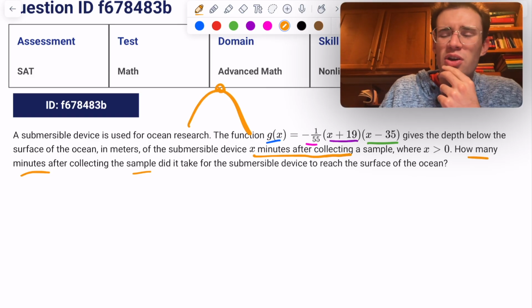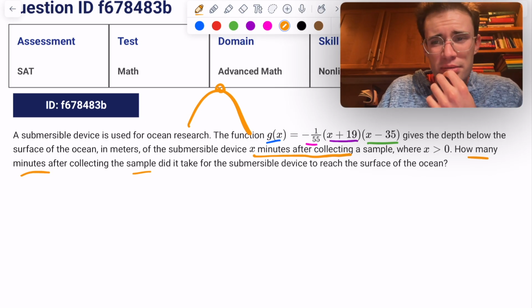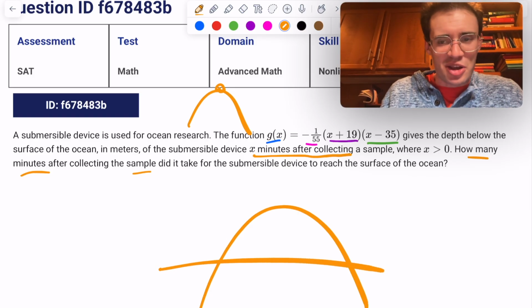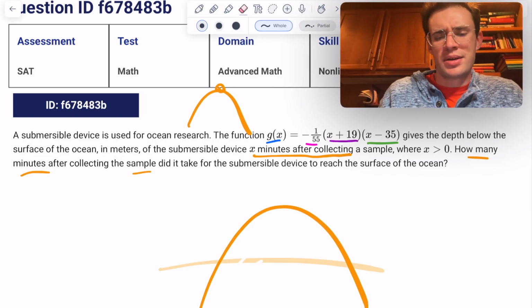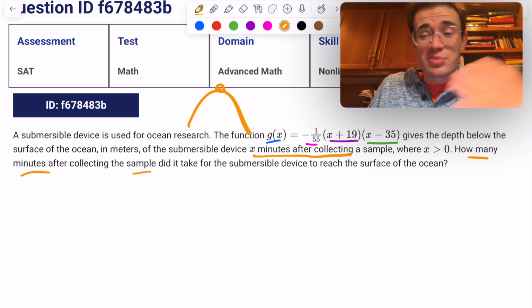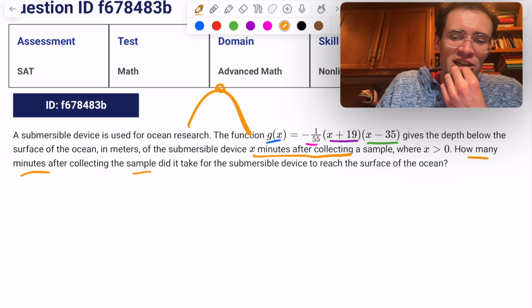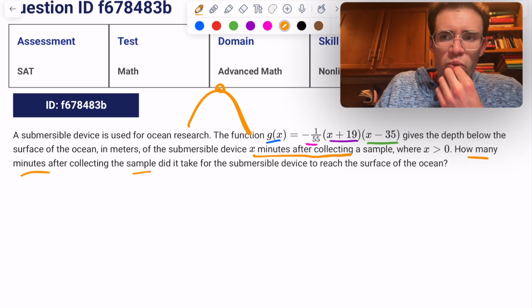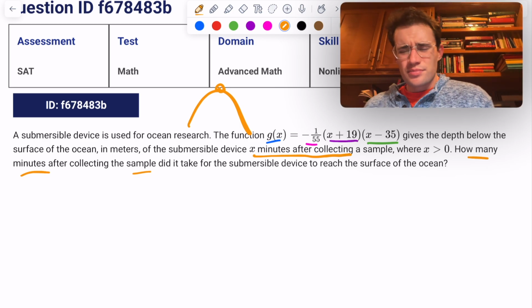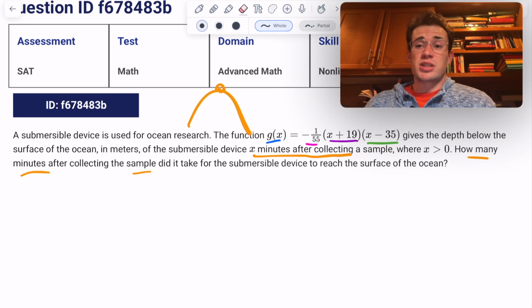But I don't necessarily know that that would be the vertex. I mean, it probably will be, but it technically could go above the surface of the ocean, or it could be like it never does, although that wouldn't really work for this. So that could be the vertex, but we don't necessarily know that it is. So what we want is when is the y value equal to 0? Oh, well, I'm dumb. My first thought was they're going to ask for what's the vertex.